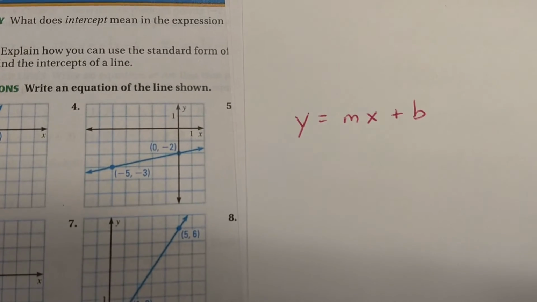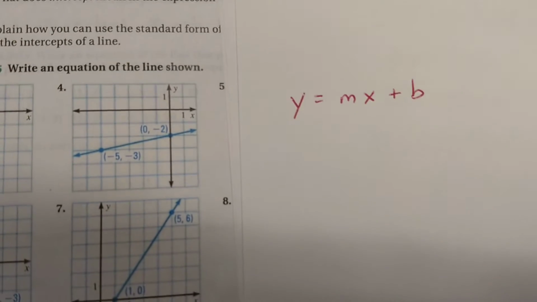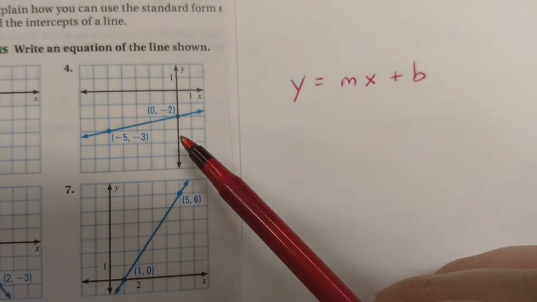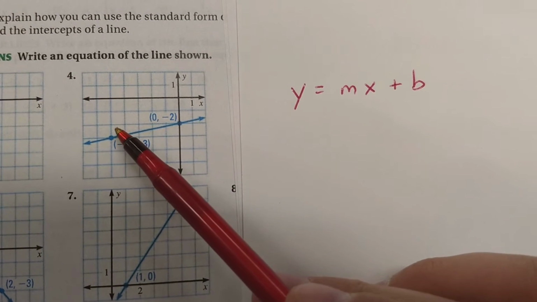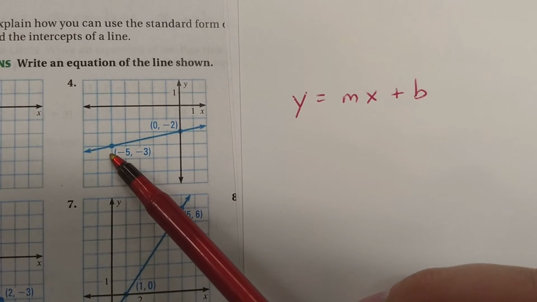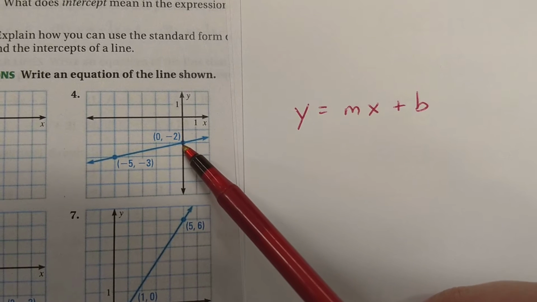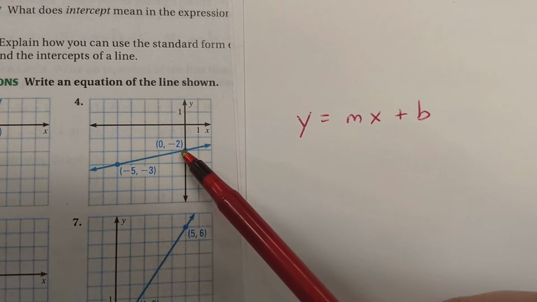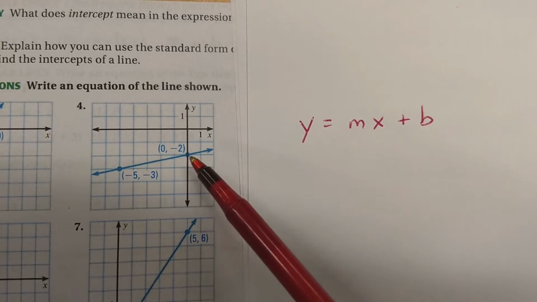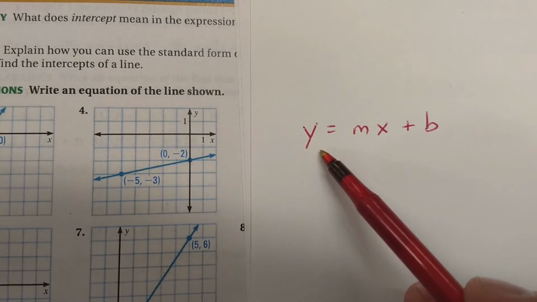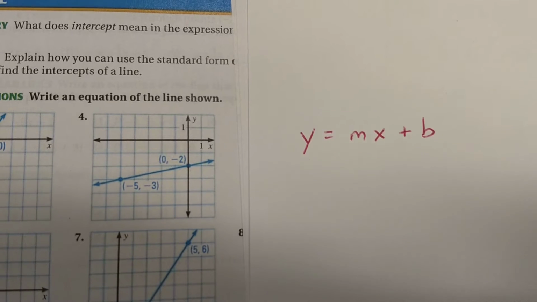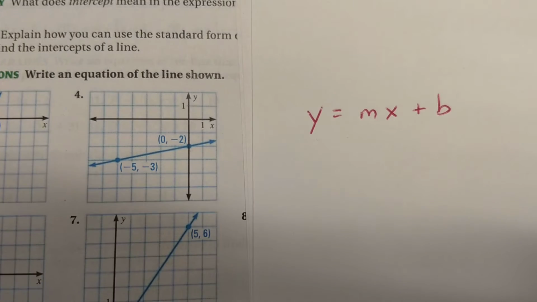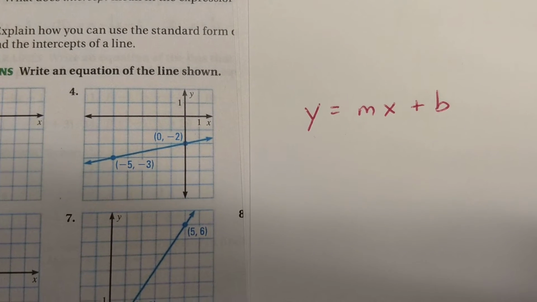In number 4, we're going to try to write an equation for the line that's graphed for us here. There are 2 points on the line that are going to help. One is at (-5, -3), and the other one crosses the y-axis at (0, -2). If I've got points like that, I should be able to write an equation for this line that fits this form. This is probably our most usable form of an equation for a line.